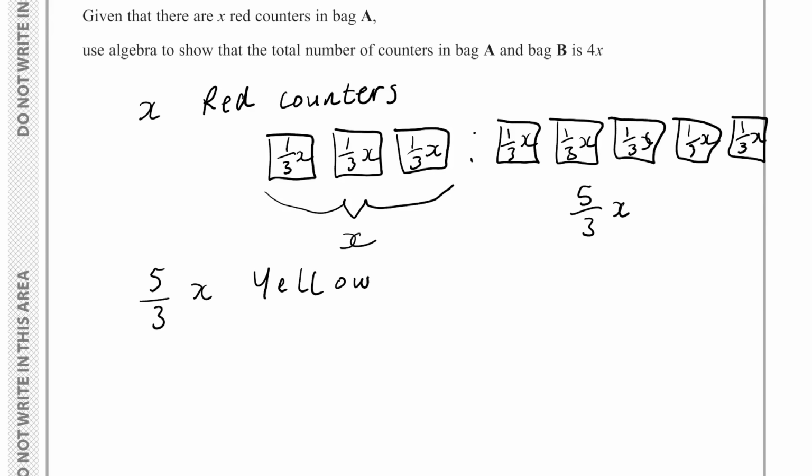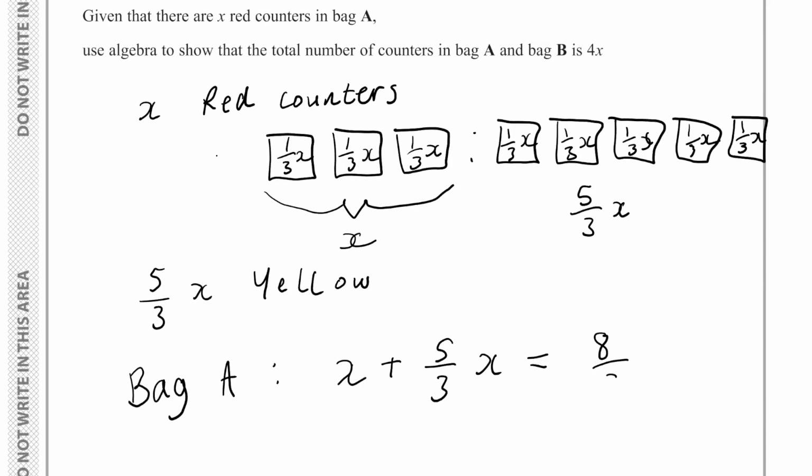So the total for bag A is X plus 5 thirds of X. So 1 plus 5 thirds is 8 thirds. So it's 8 thirds of X in total.